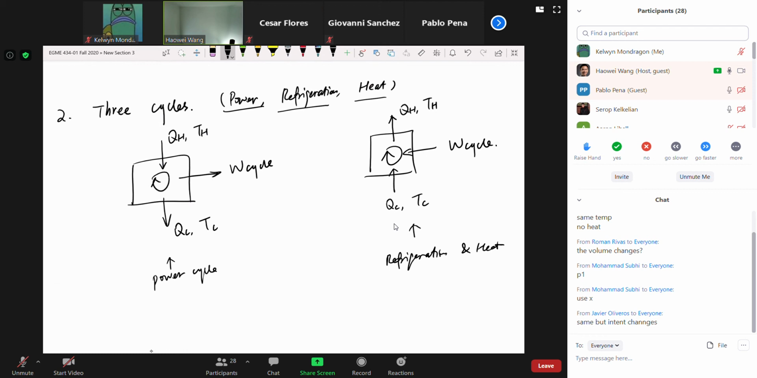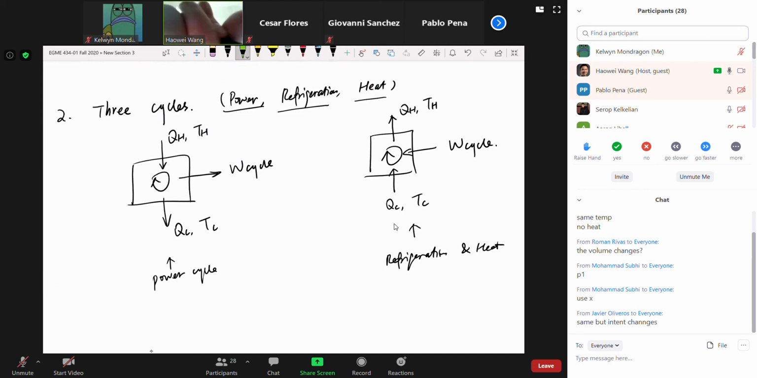Okay, but what's the difference? If you have a refrigeration cycle, what is the one we want? If you have a refrigeration cycle, you keep something cool. What is the direct reason that you can keep the refrigerator cool? QC. QC, taking the heat away, is the direct reason why we can keep the refrigerator cool. So QC is what we want. However, if you're dealing with a heat cycle, what is the one we want? QH. QH is the one we want. Okay, same diagram, but we want different things out of the same diagram.